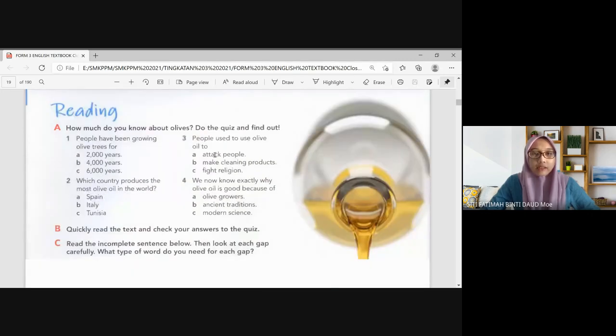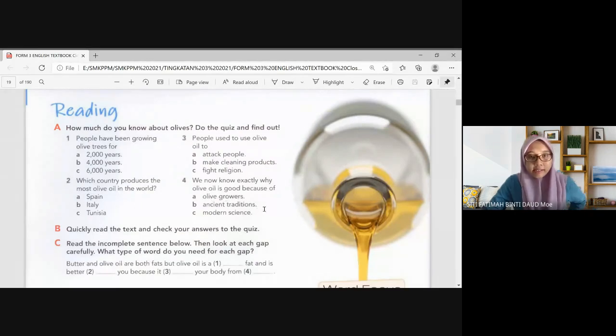Okay, what are the purposes of olive oil? The functions of olive oil. Do they attack people? To attack people, to make cleaning products, to fight religion? Which one do you think is the answer? And we now know exactly why olive oil is good, because of olive growers. Ancient means zaman dahulu kala, purba kala.